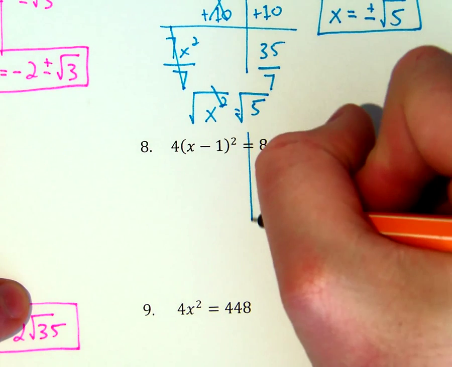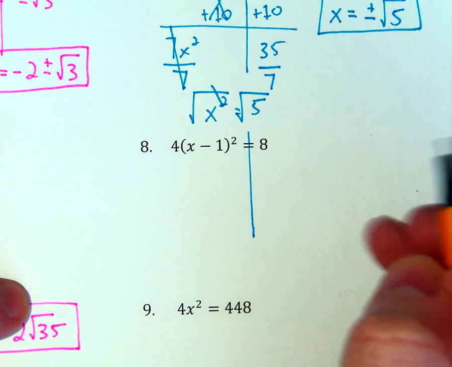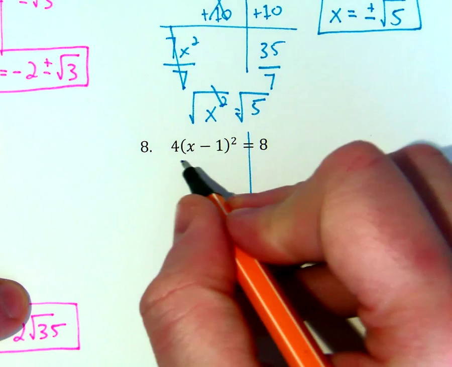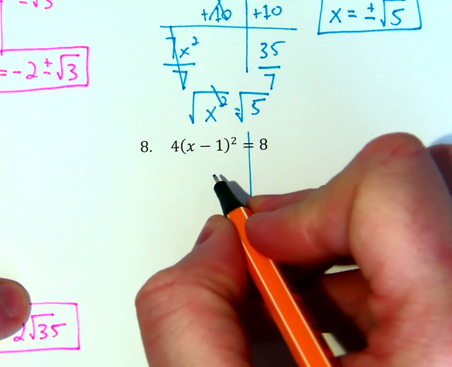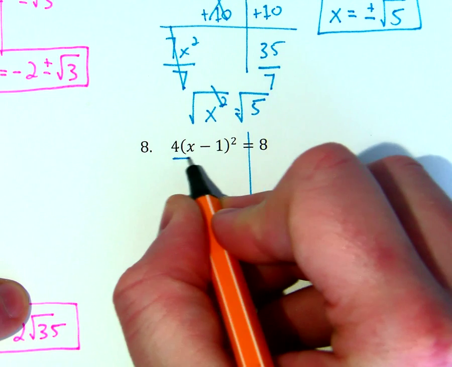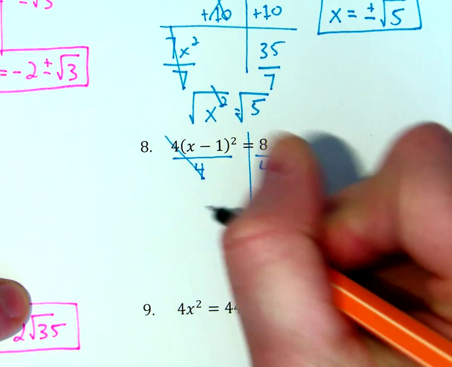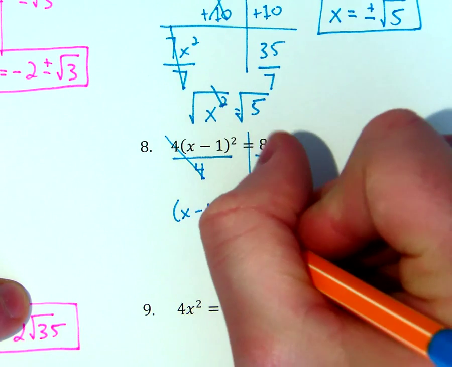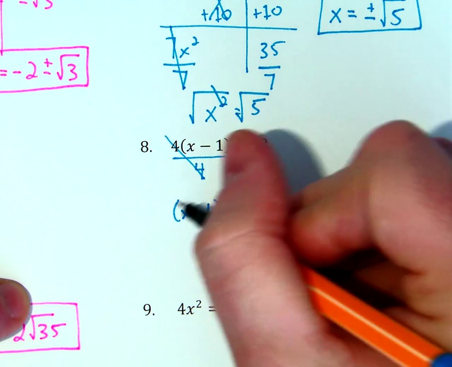Number 8. It has parentheses, so again we need to think about how things are connected to the parentheses. This time nothing is connected to the parentheses by addition or subtraction, so we're just going to move up the order of operations. The 4 is connected by multiplication, so we're going to undo that with a divide 4. And we're going to find that (x minus 1) squared equals 8 divided by 4, which is 2.